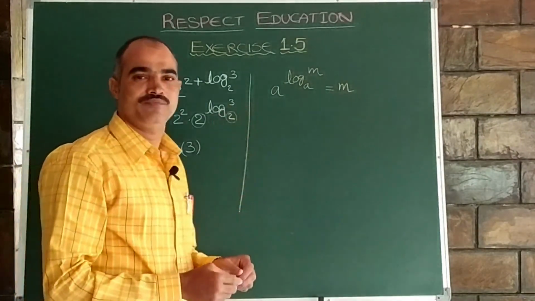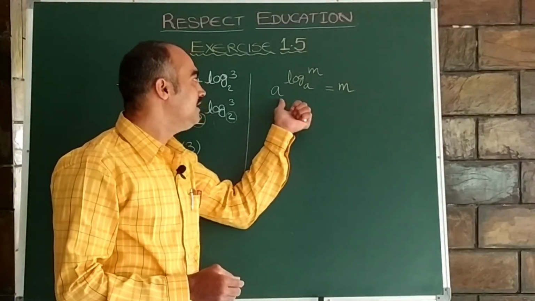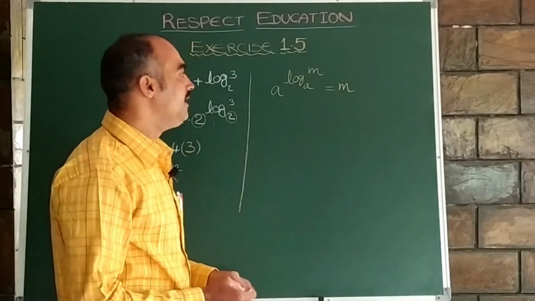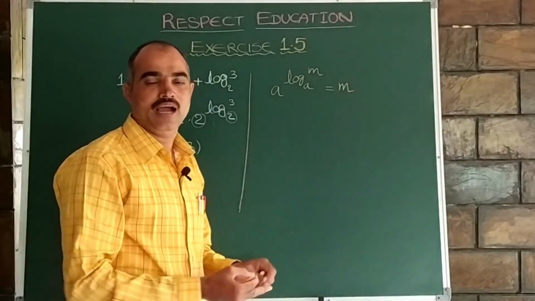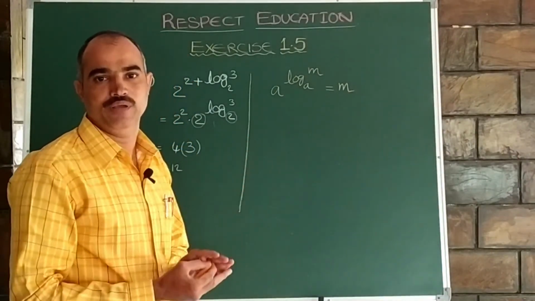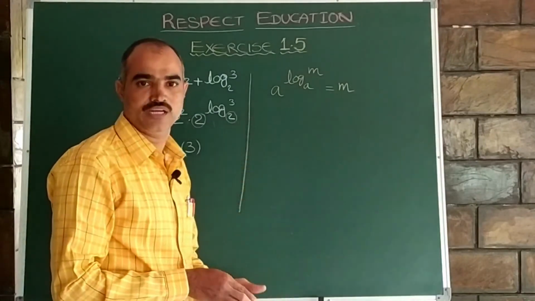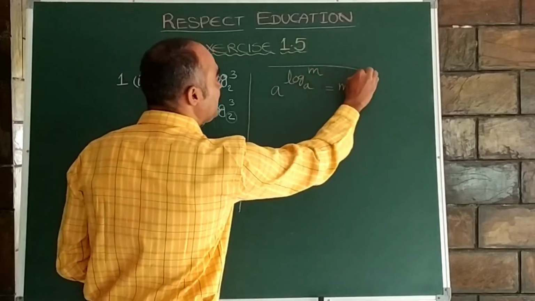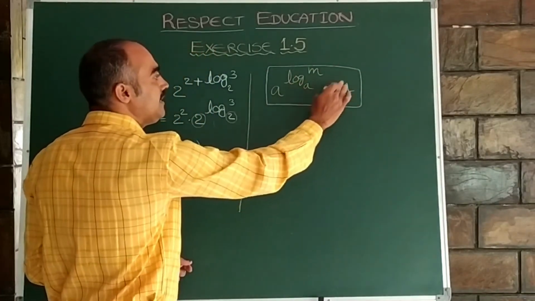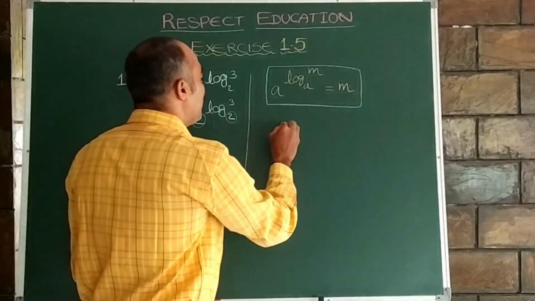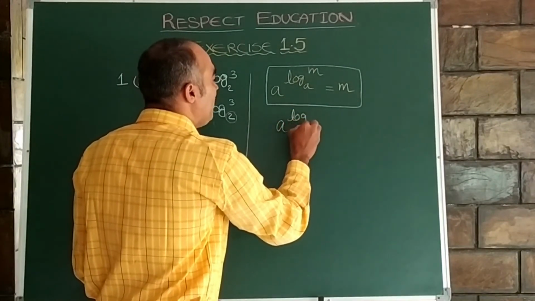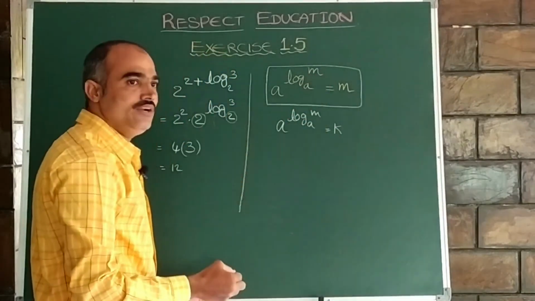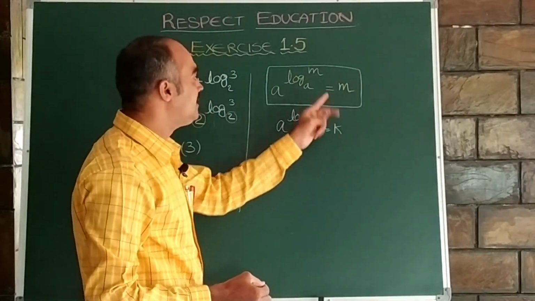Actually in the comment box one of the students asked me, sir, how will it become m? It may be helpful for others also. That's why instead of responding to him personally, I thought to make a video based on this. So it may be helpful for you children. So let us see. For example, here I said that this value is m. Let us take some other value instead. For example, I am taking a power log m base a as some k, right? If we prove this k is equal to m, then that's all, problem over.